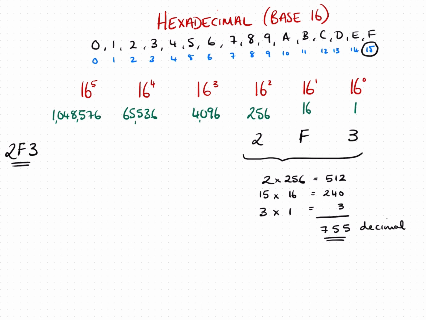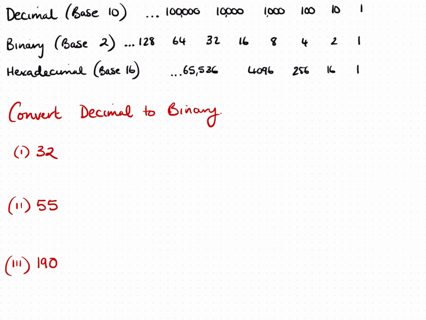And you can start to see the efficiency of the hexadecimal system here. So let's give it a go with some conversions. This is what you're likely to be asked in an exam. We'll take the first type, which is to convert a decimal number, or base 10, into binary, which is base 2. I've got 3 examples written down here, and we'll start off by converting 32 to binary.